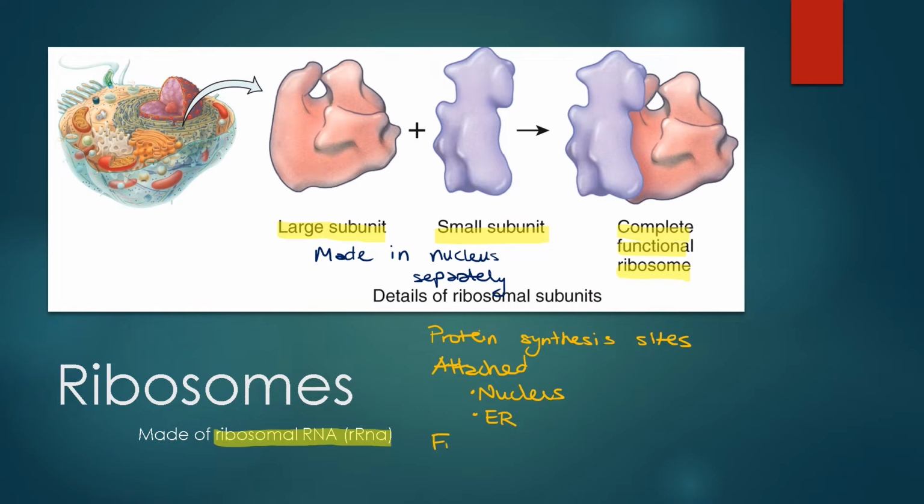Or they can also be free. This just means that they are unattached to other structures in the cell. They're just kind of free floating in the cytosol. So you can either find them attached or free. Free ribosomes are used to synthesize proteins that are used in the cytosol. So the proteins that are made by free-floating ribosomes are used in the cytosol themselves.